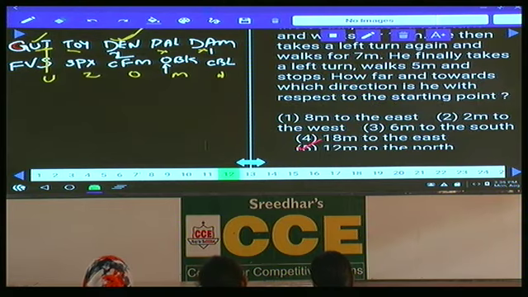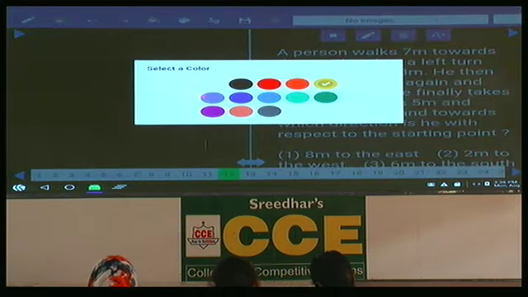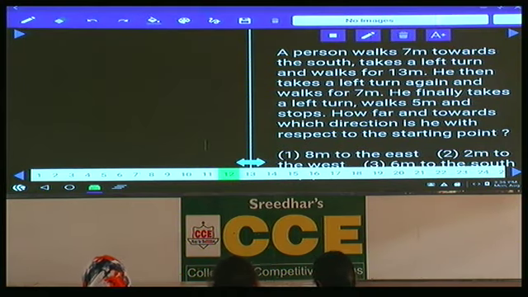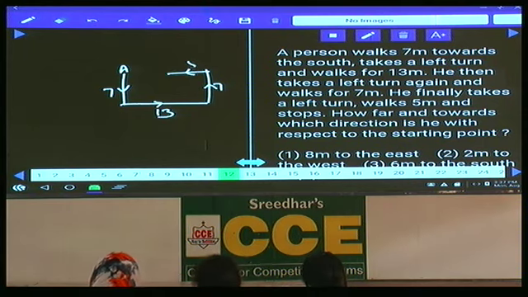Then the 12th one. Now it is based on directions. A person walks 7 meters towards south. A is the starting point. From here, this person first travels 7 meters, takes a left turn and walks for 13 meters. He then takes a left turn again and walks for 7 meters. Then he finally takes a left turn and walks 5 meters. How far and in which direction is he with respect to the starting point?